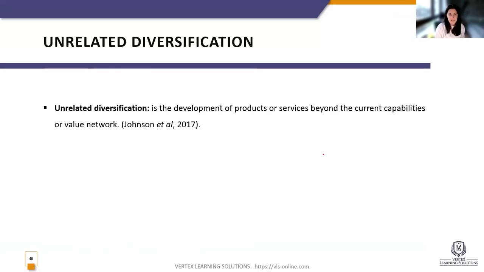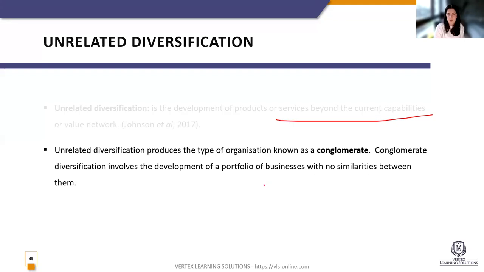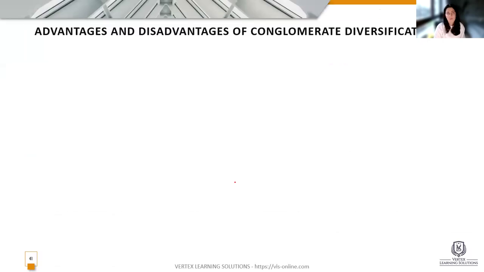As for unrelated diversification, we are going to develop something that is beyond our current capabilities, which can happen, and can have its benefits and drawbacks. Unrelated diversification produces the type of organizations that is known as conglomerate. Conglomerate means that there are very different companies. So, like Procter & Gamble, they produce cleaning, like liquids, powder, and so on. They produce food. This would be a conglomerate.